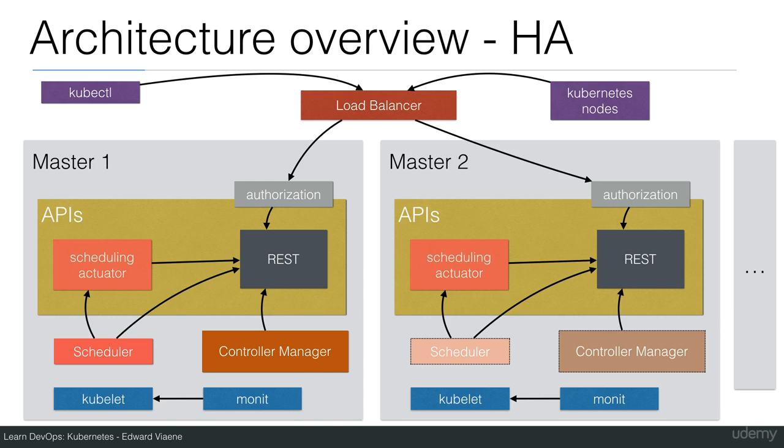But then you also have the components that make changes to the API, like the scheduler and the controller manager. You can only have one active scheduler and one active controller manager. That's why on master 2 and on any other masters, you will see that they are grayed out. They are on standby. You then also have a kubelet installed on your masters, and you can also have monit, which will then monitor kubelet.